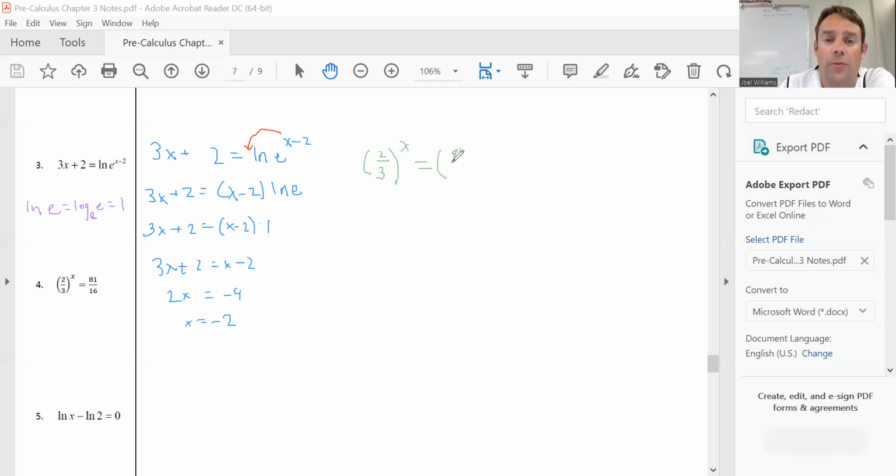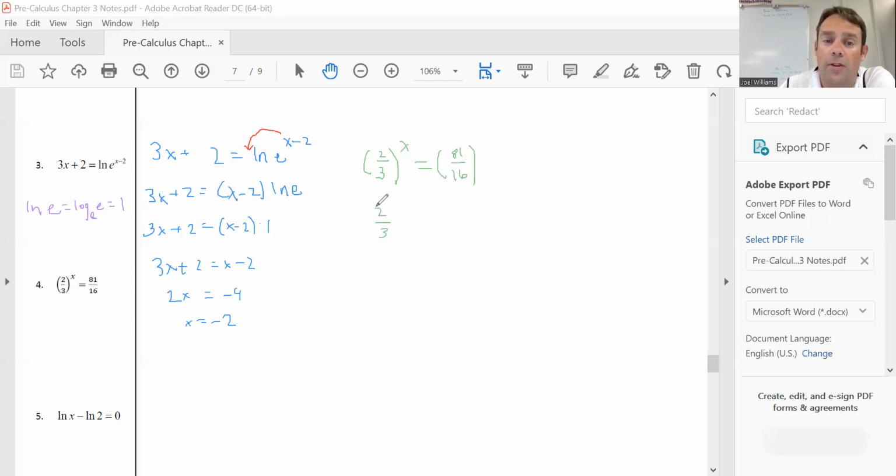So I see an 81 and I see a 16. On the other side, I see 2 and I see 3. Now notice how I put that in parentheses because we're going to be playing with that here in a second. Is there a way I can get 81 in terms of 3 or 2? Is there a way I can get 16 in terms of 3 or 2?